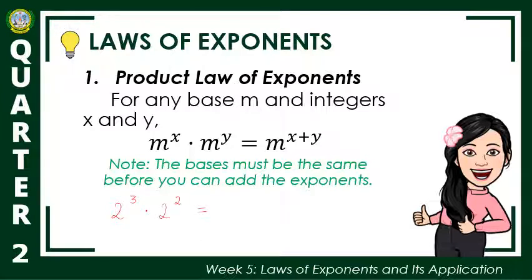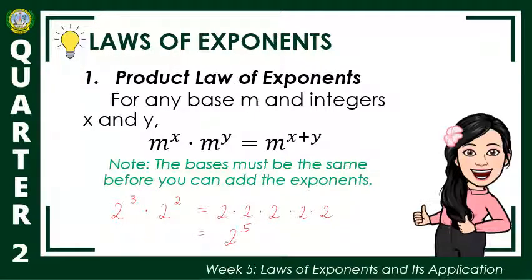So, when we say 2 cubed, it's 2 times 2 times 2, di ba? And then, we multiply it by 2 squared, so we will have times 2 times 2 ulit. So, all in all, we have 2 times 2 times 2 times 2 times 2, which is equal to 2 raised to the 5th power.